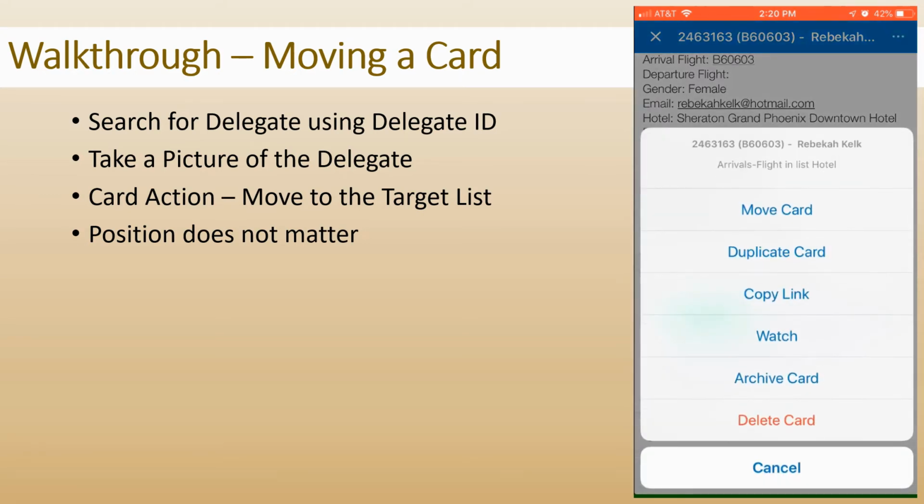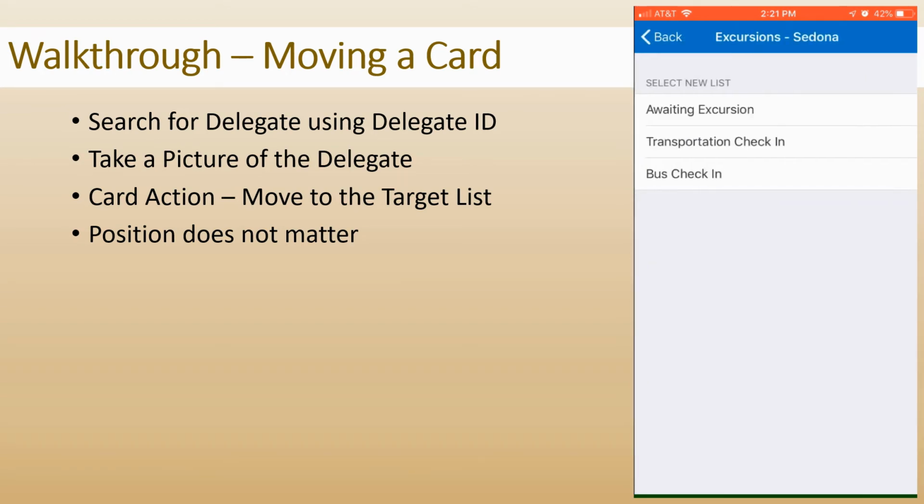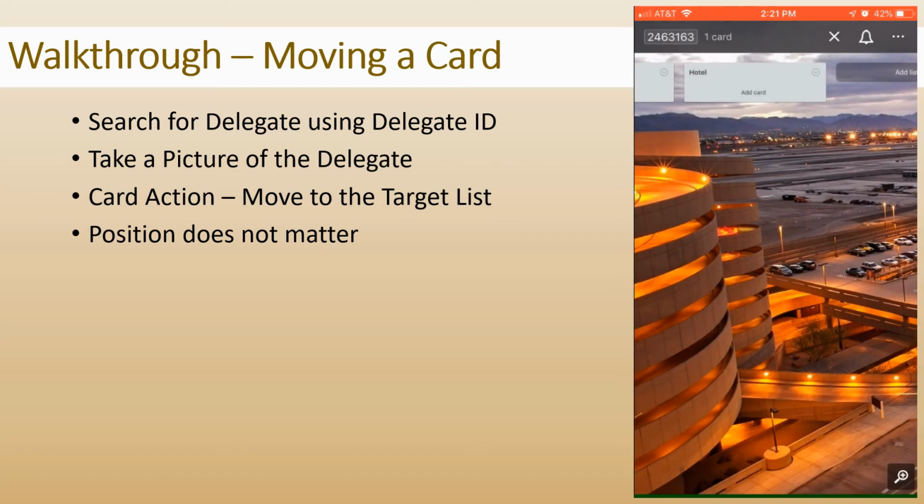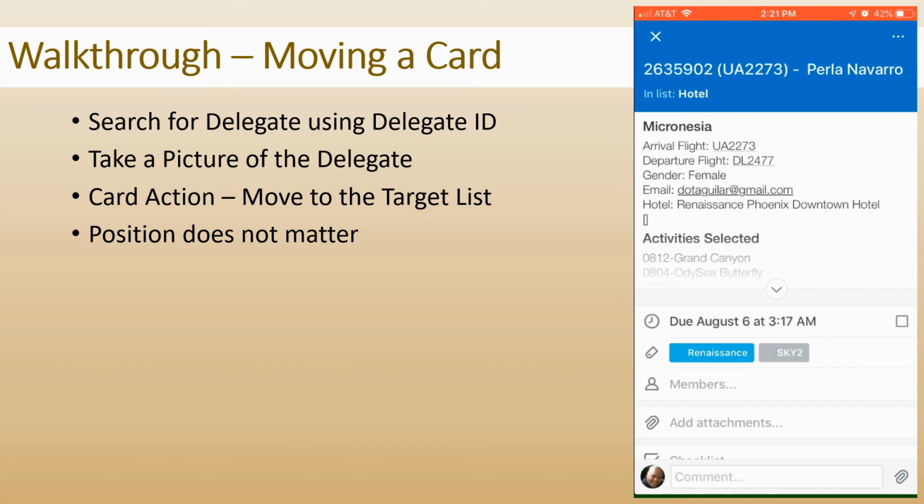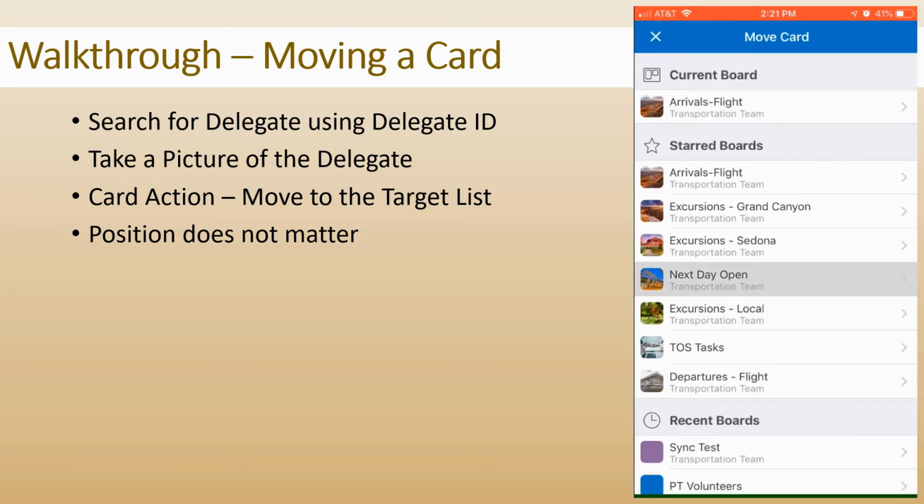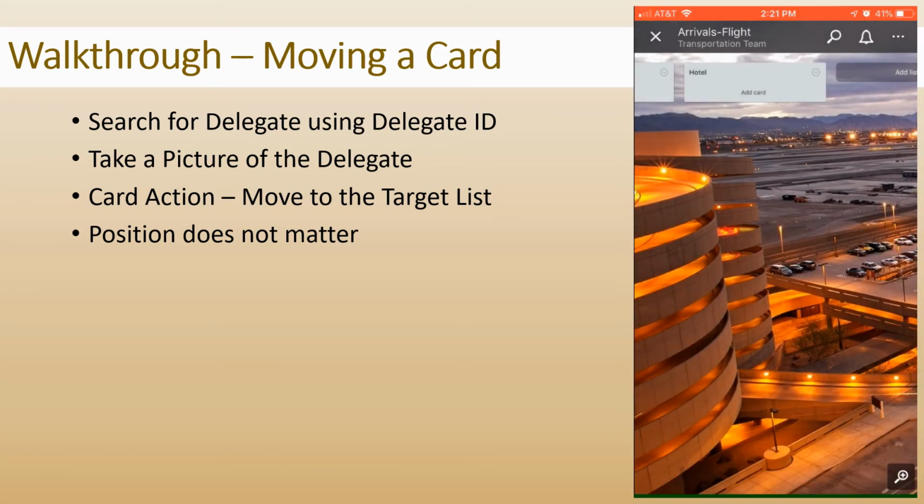Select a card action and move the card to the appropriate board, in this case, Excursion Sedona. Then save the position. The card will disappear from your screen. If the card you were reviewing had no activities scheduled for tomorrow, you would move the card to the next day open board, Staging. Save the position, and the card will disappear.